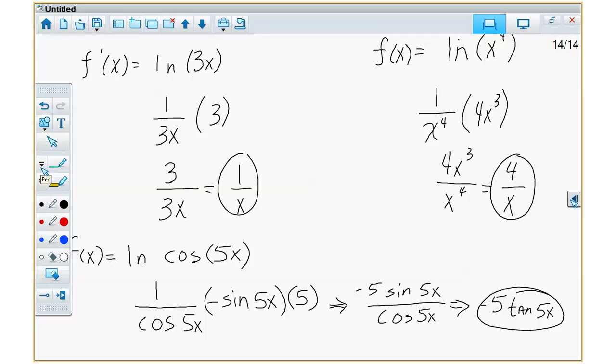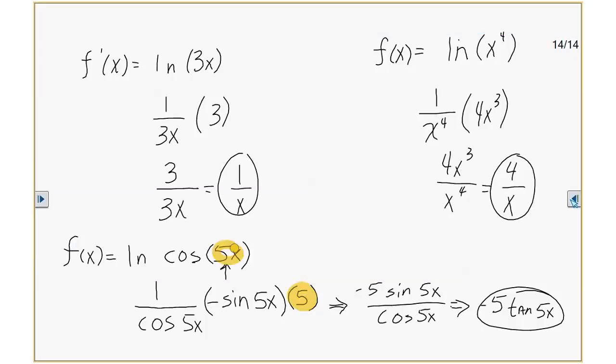Negative sine 5x times 5. Where is the 5? It's the derivative of what's inside, the chain rule. The chain rule will get you. If any of the rules get you, it's going to be the chain rule because you're timed on a test, and that's this right here. This right here is going to get you every time. So just be wary.